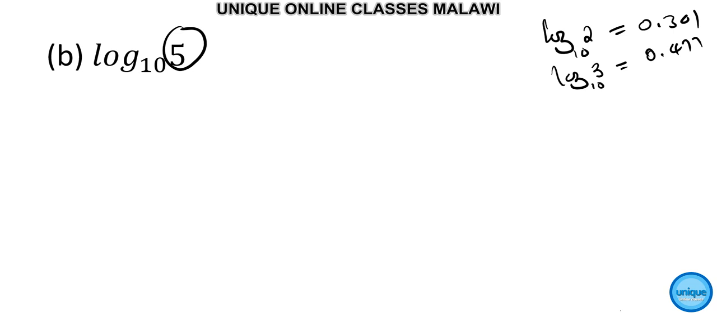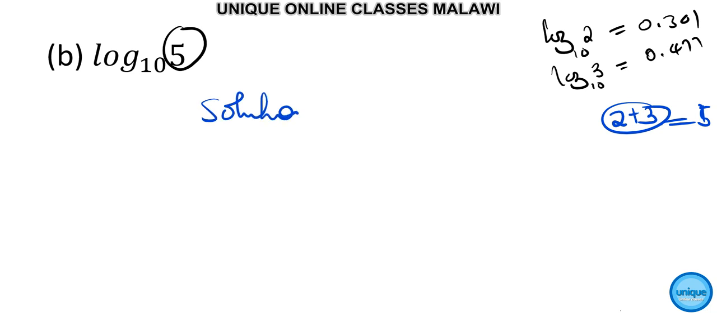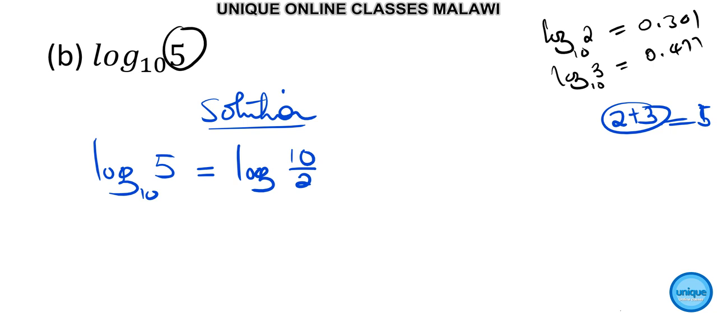We cannot do 2 plus 3 to give 5, because that does not apply here. So we take another route. Log of 5 base 10: we can write log of 10 divided by 2 base 10, because 2 goes into 10 five times, the answer will be 5. So we're going to apply that one.